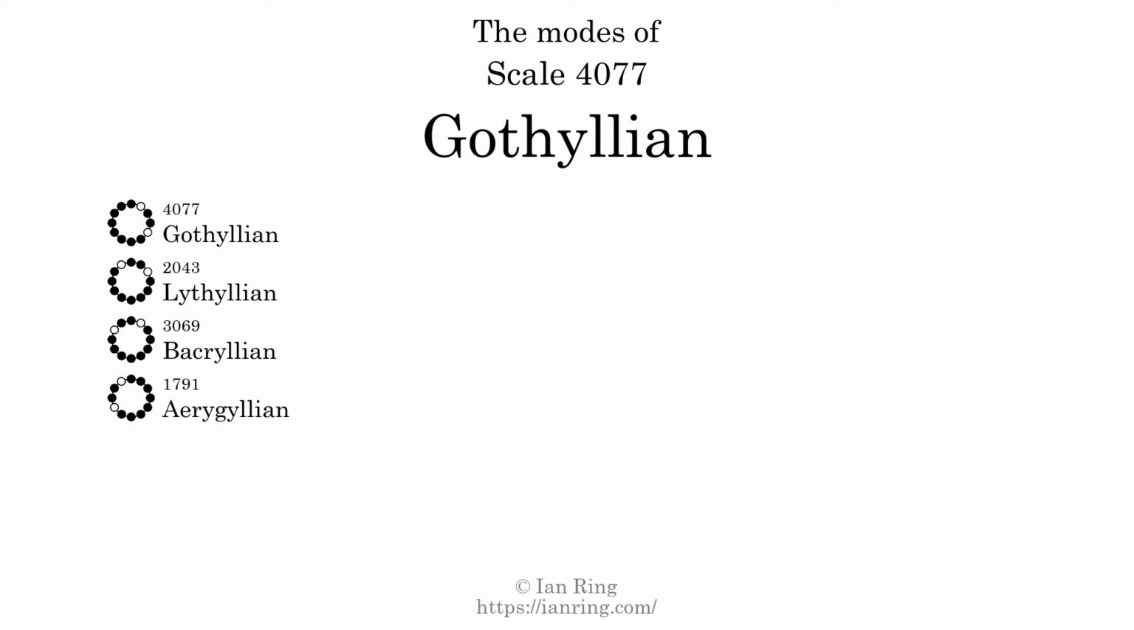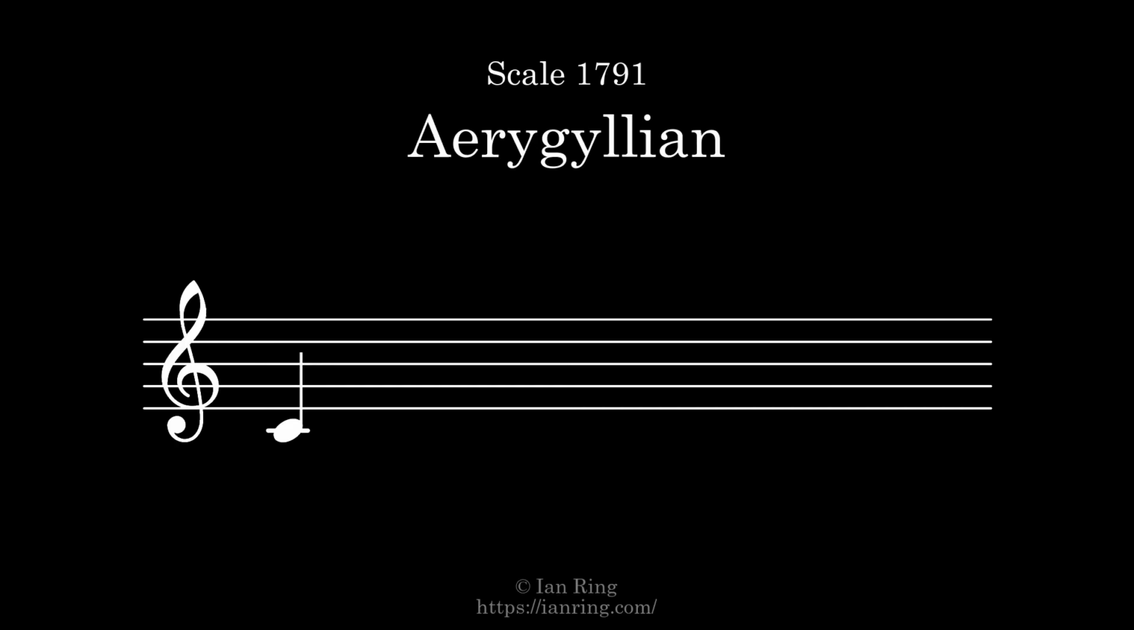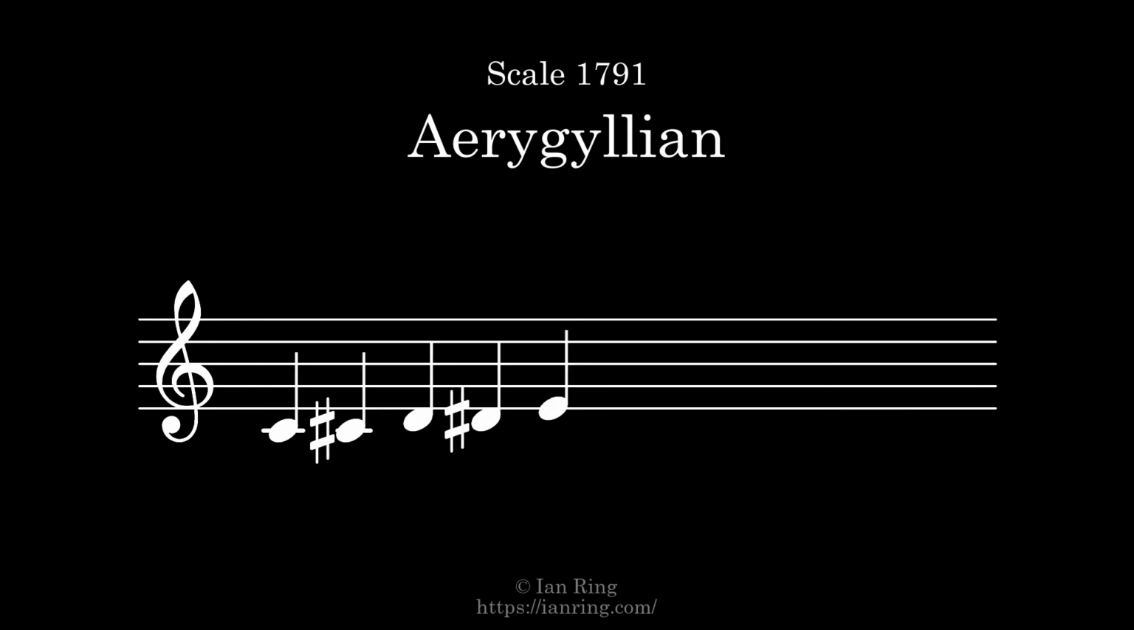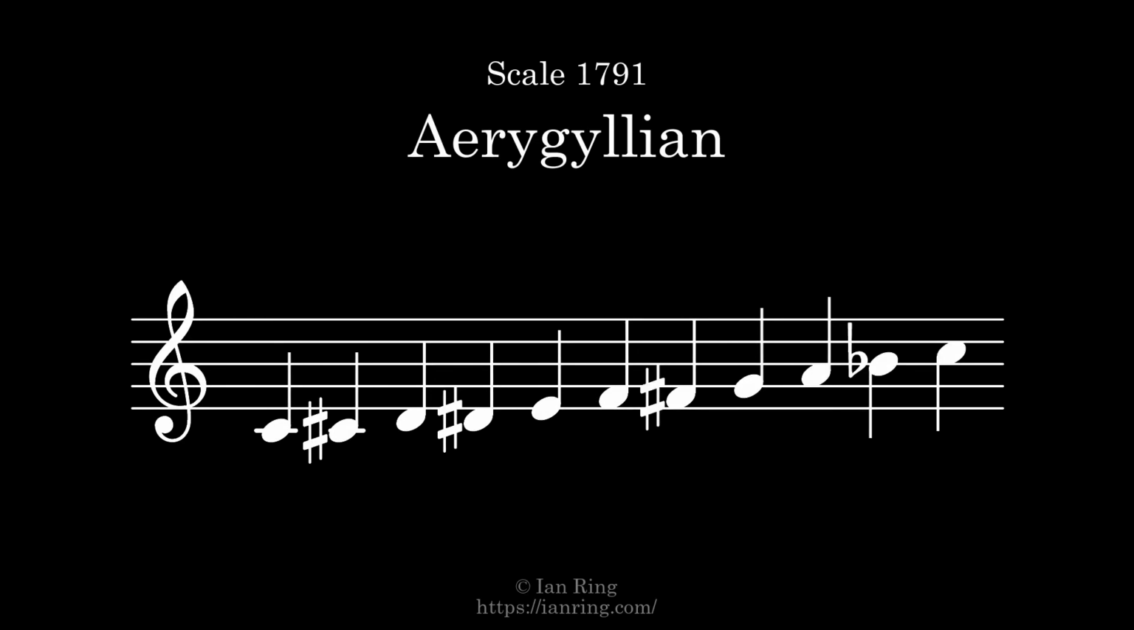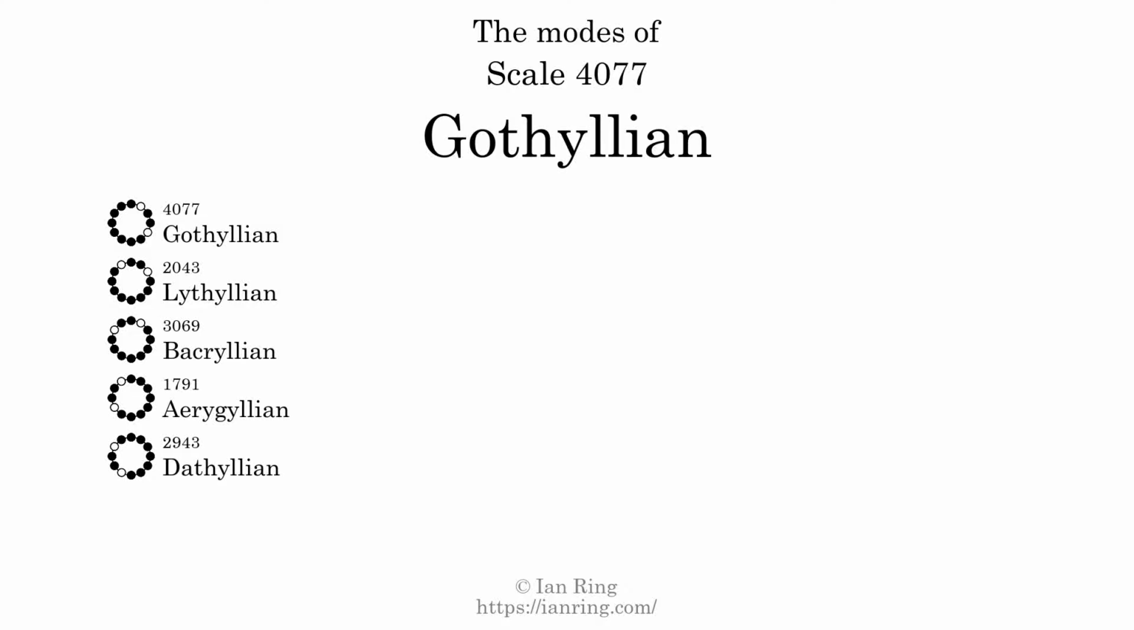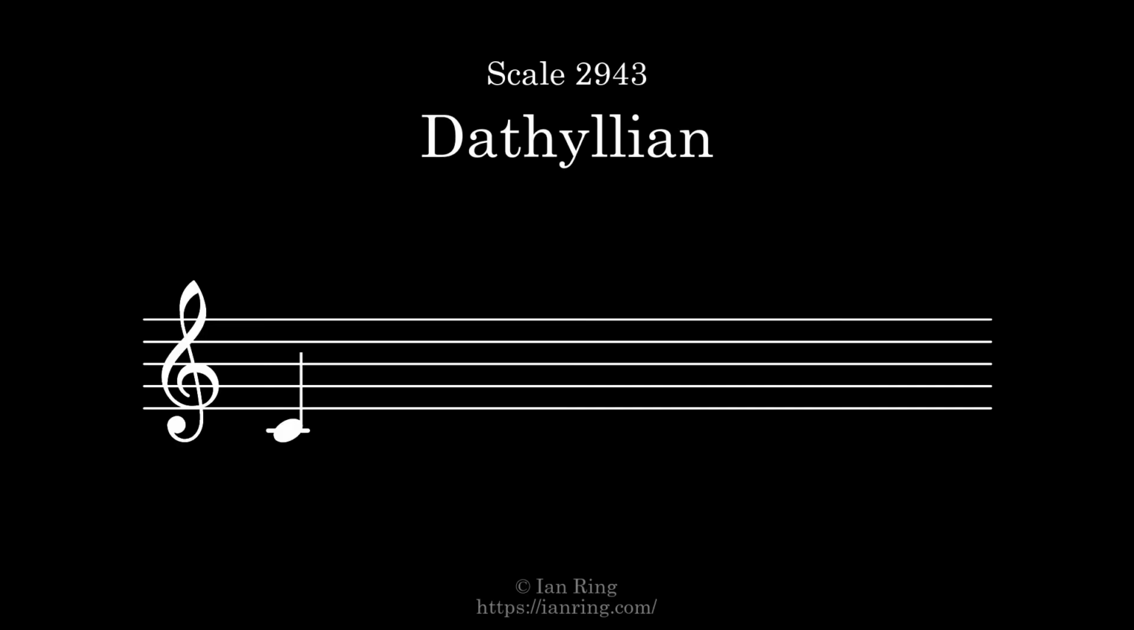The fourth mode is scale 1791, also known as Heteromorphisms. It sounds like this. The fifth mode is scale 2943, also known as Gothyllian. It sounds like this.